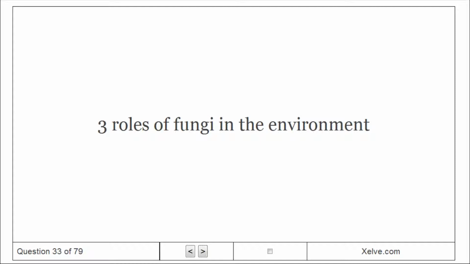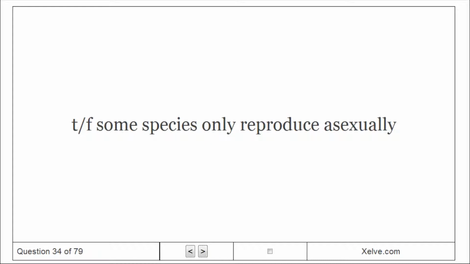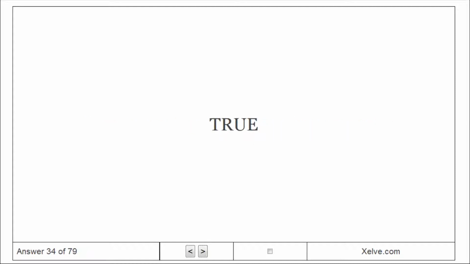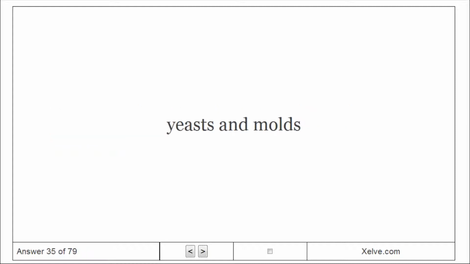Three roles of fungi in the environment: decomposer, mutualist, pathogen. True or false: some species only reproduce asexually. True. Two examples of species that only produce asexually: yeasts and molds.